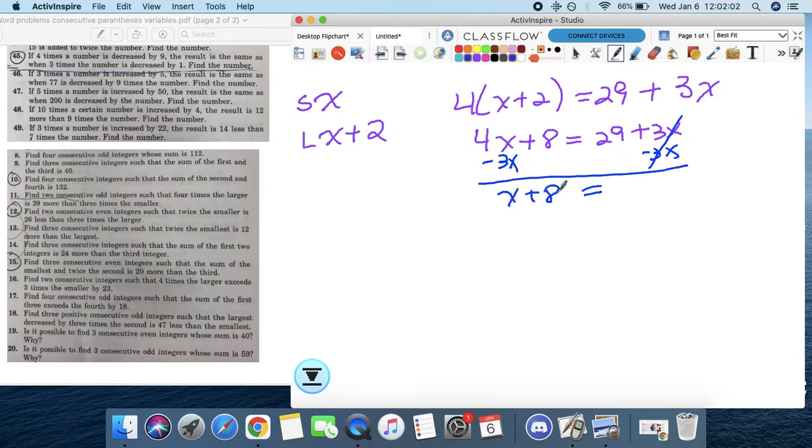x plus 8 equals 29. Now subtract 8 from each side, and x equals 21, which means that the first number is 21 and the second odd integer is 23.